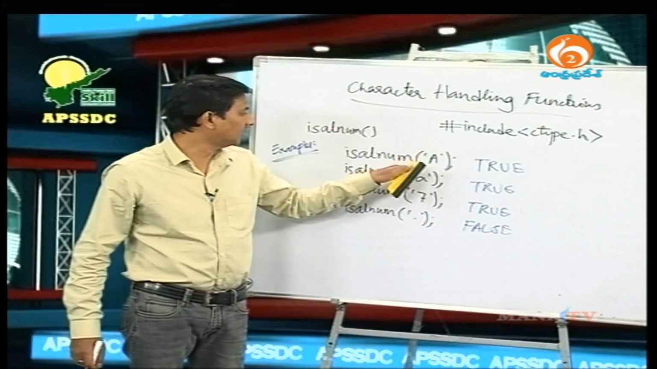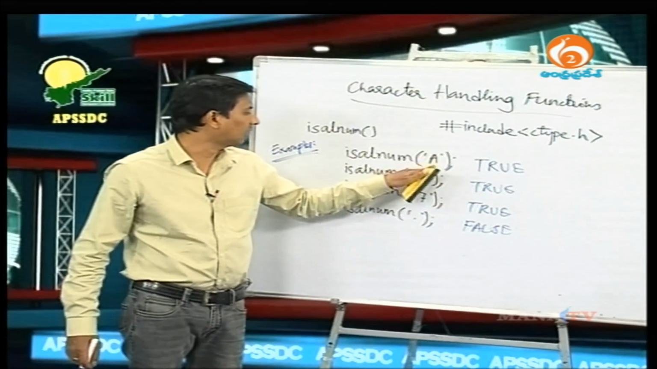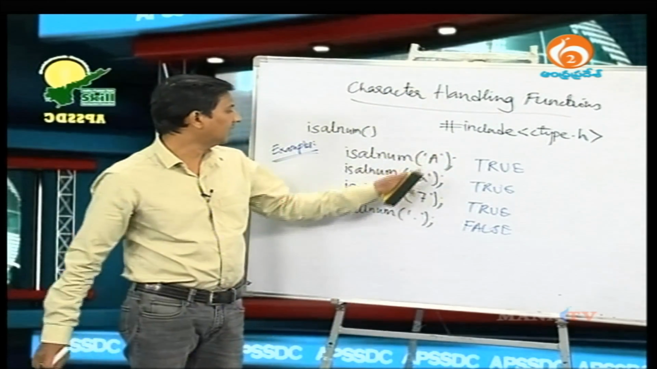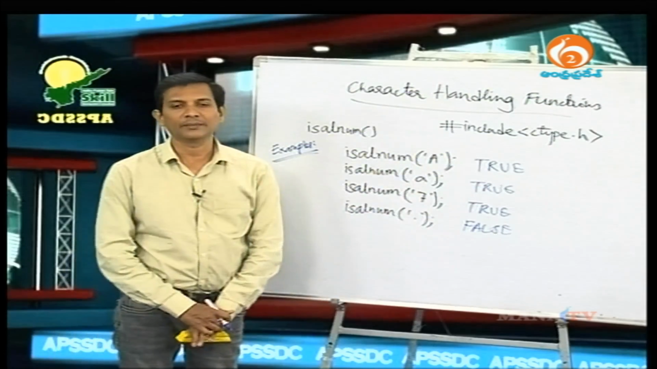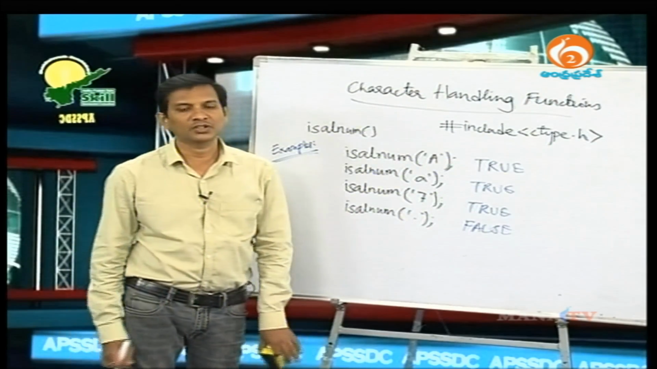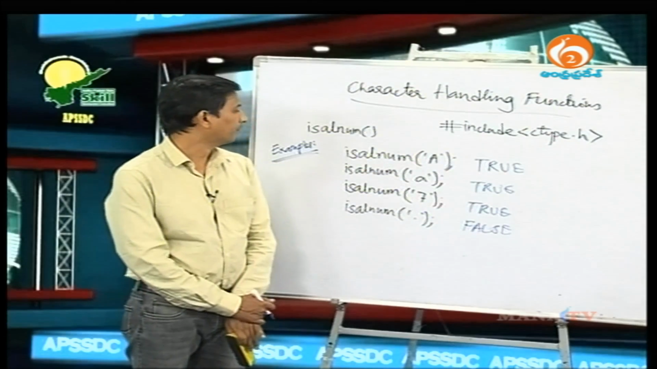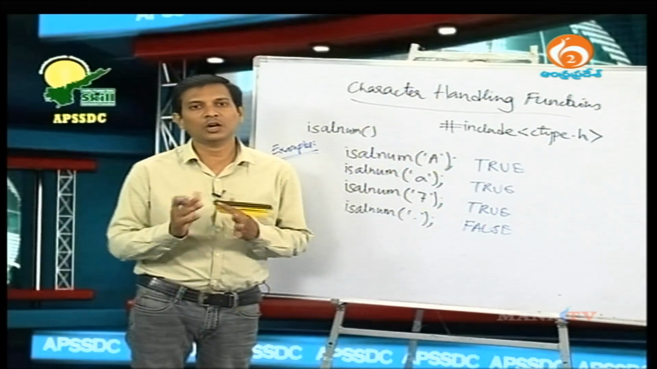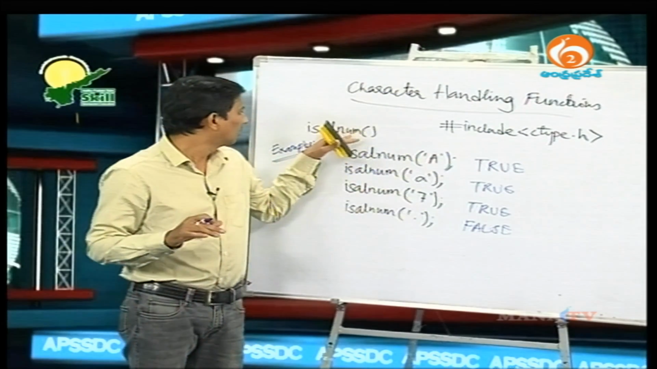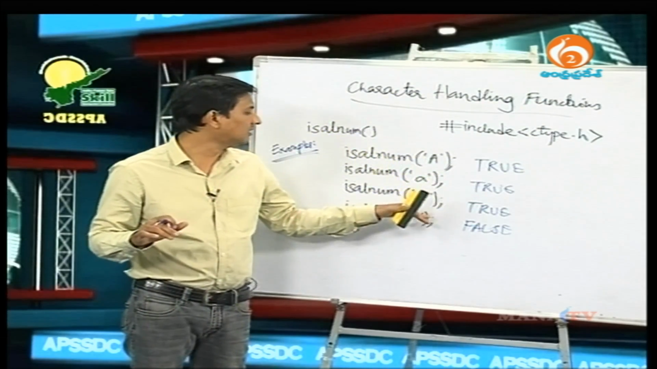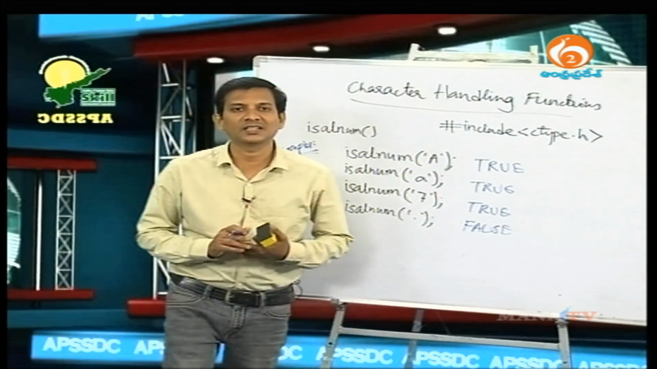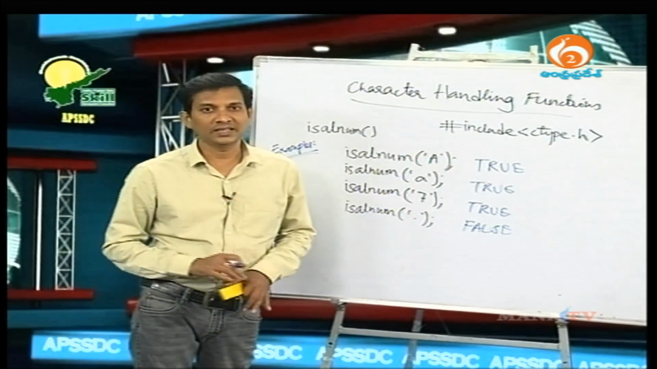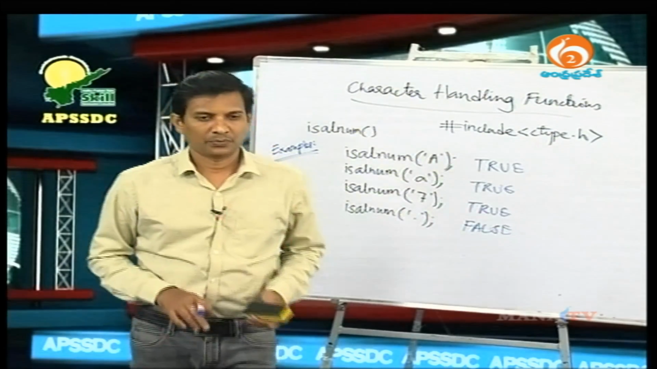Because it returns true only whenever the character is an alphabet or digit, false otherwise. That is the definition of is alnum, which checks the alphabets and also the digits, both combinations. If the character contains alphabets or digits, then only it returns true, false otherwise. That is the definition of is alnum. Okay.